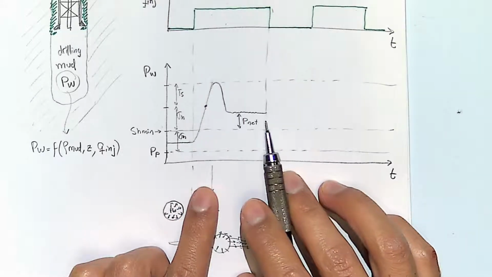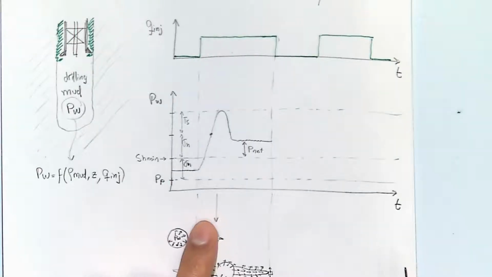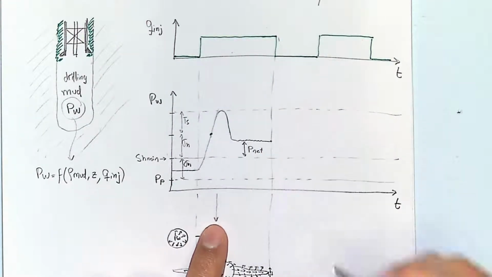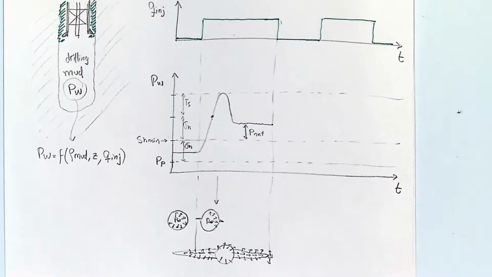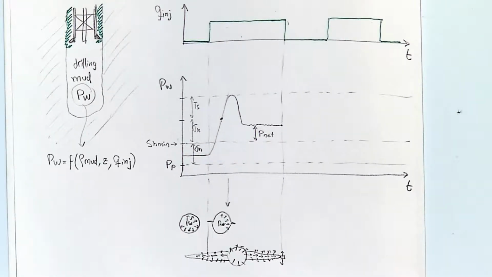up to this point we're there, and we're injecting at a constant rate. Now we're going to stop injecting at this point. What's going to happen with the pressure response? It's going to drop, right? If you stop injecting, the pressure is going to go down. Why does it go down? Why would it go down?